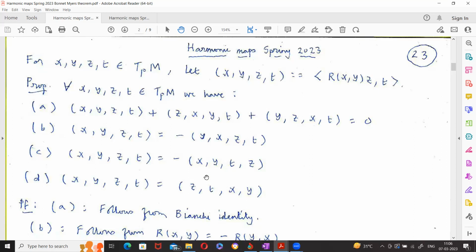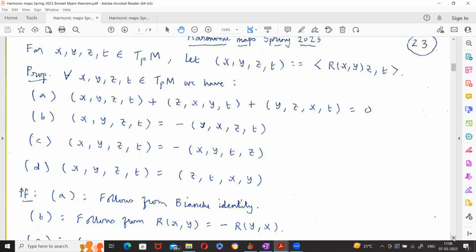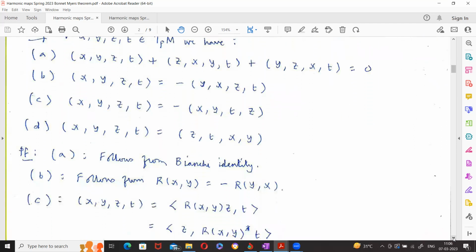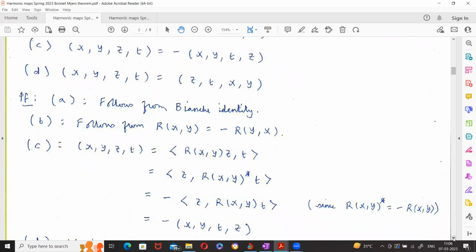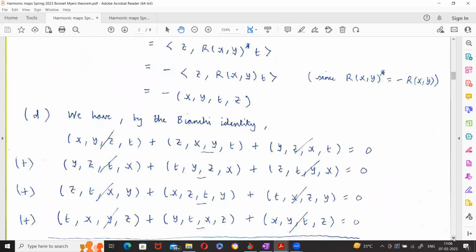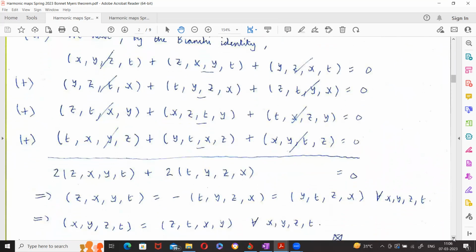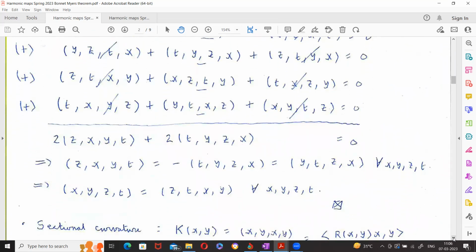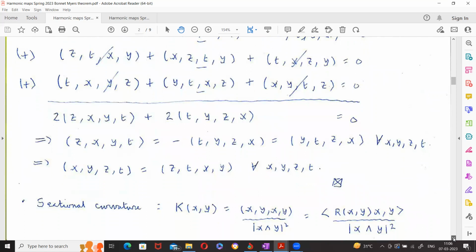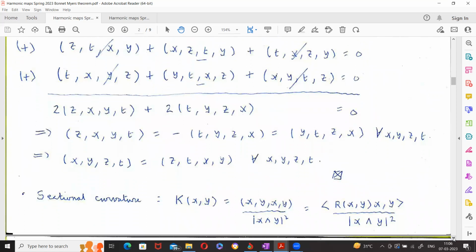And we proved these properties of this 4 tensor. Okay, so this is a multilinear function of 4 variables, so it's a 4 tensor. So we proved these properties. And once we have these properties, then we can define two very useful objects related to the curvature tensor. So one is what's called the sectional curvature. So let me explain what this is.